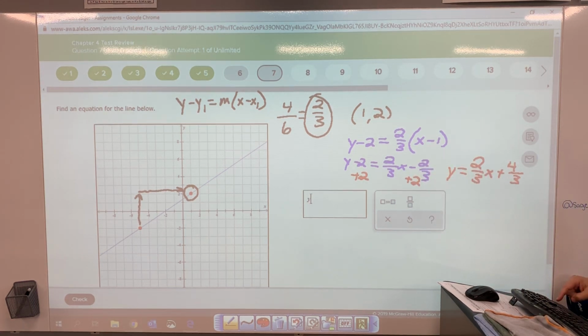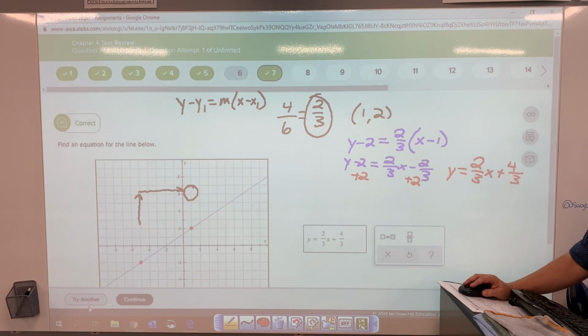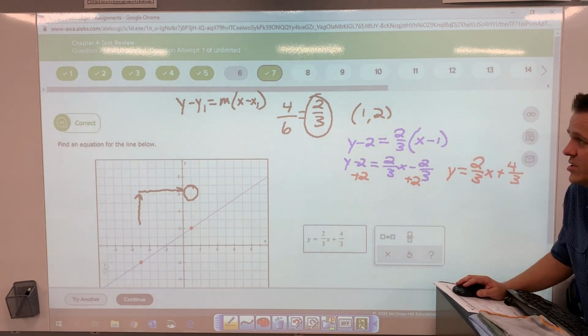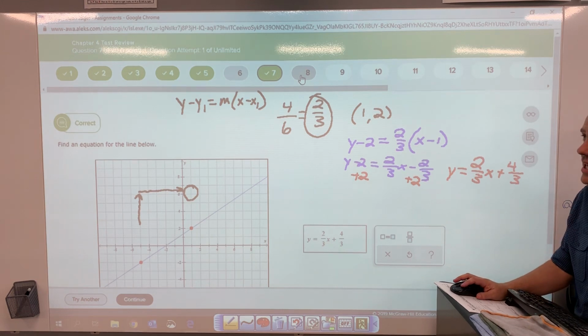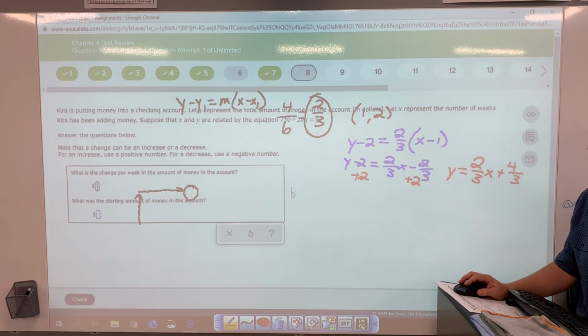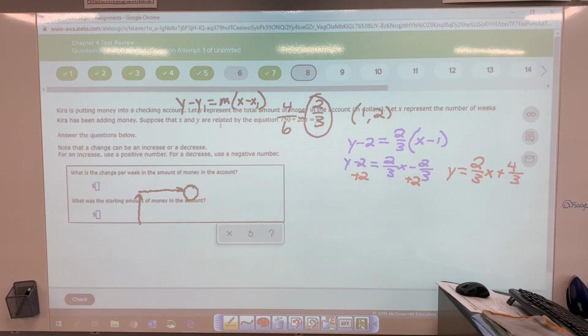So let me see if I got it right. Y equals 2 divided by 3x, and then it's plus 4 divided by 3, or 4/3. I hit check, and hey, I did my math right. Sweet. I'm glad. Any questions on that? Rewind, watch it again, figure the solution out, okay? It's very important that you guys do.